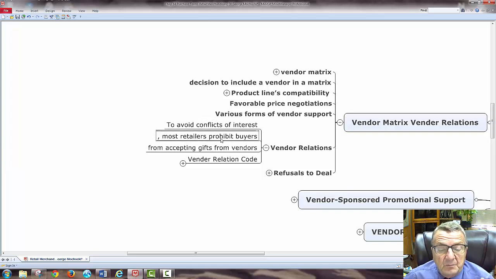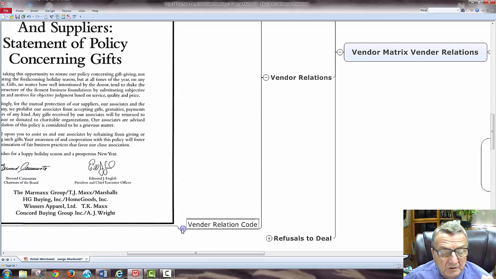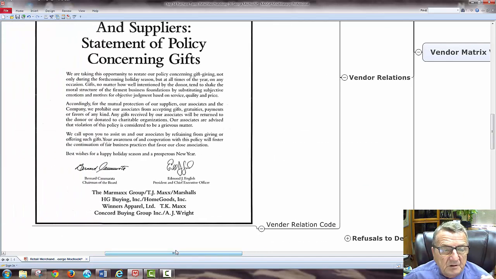Most retailers prohibit buyers from accepting gifts from vendors. It depends, up to $50. Or if it's too high, just talk to your manager. Here's something that talks about the supplier statement of policy. In my business, I give them a gift, a trinket. If I get a gift that's more than $50, and it comes to me because they want to, they're not swaying me. I already bought it. They're all done, I'm happy with my service, and they give it to me.